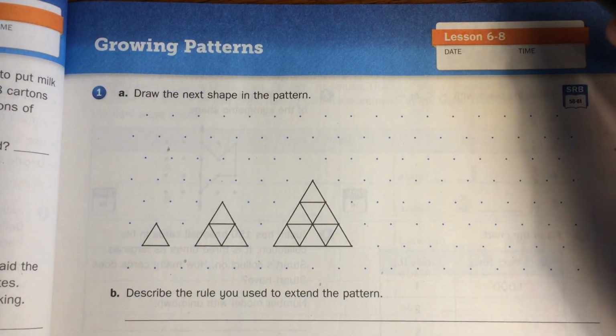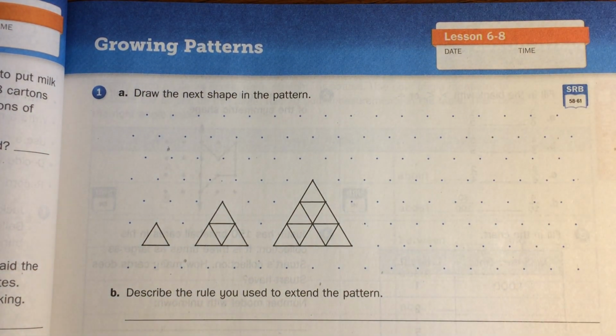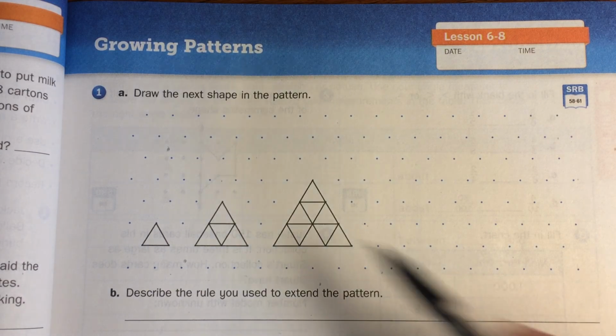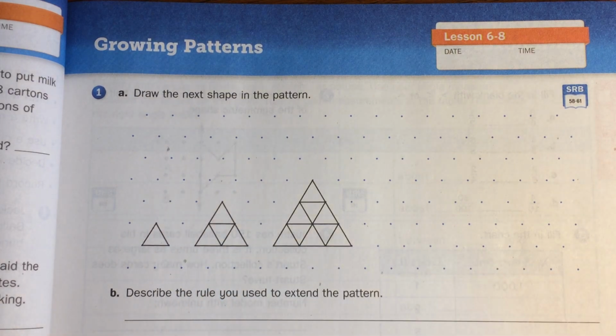All right, fourth grade. This is a continuation of lesson 6-8. I'm on page 211, and we're talking about growing patterns. So today is really just about pattern recognition. That means finding out what's happening from one figure to the next. So let's start right away with number one.